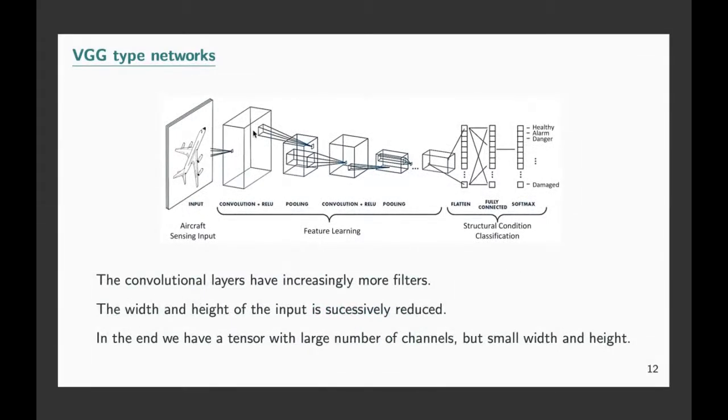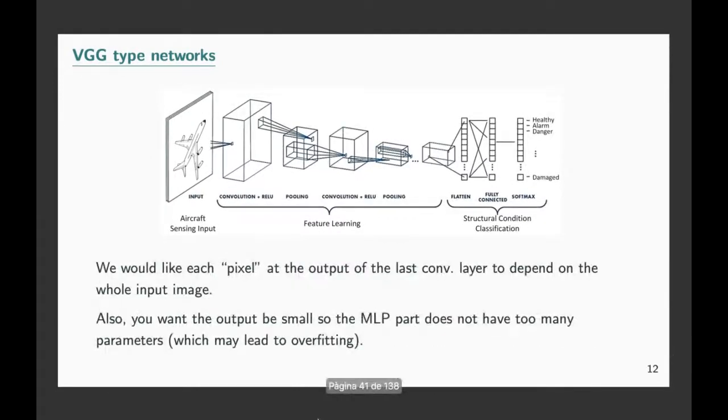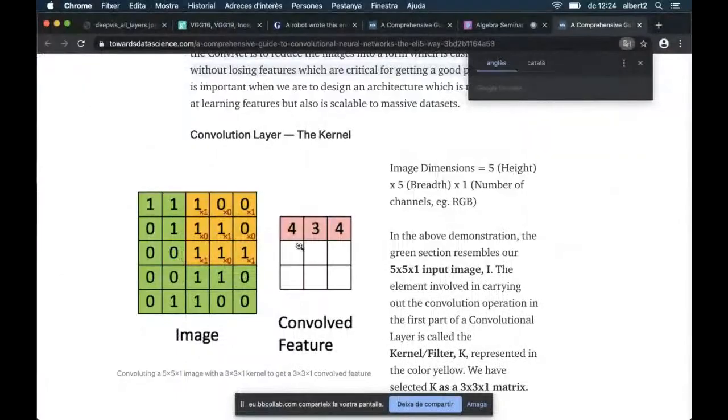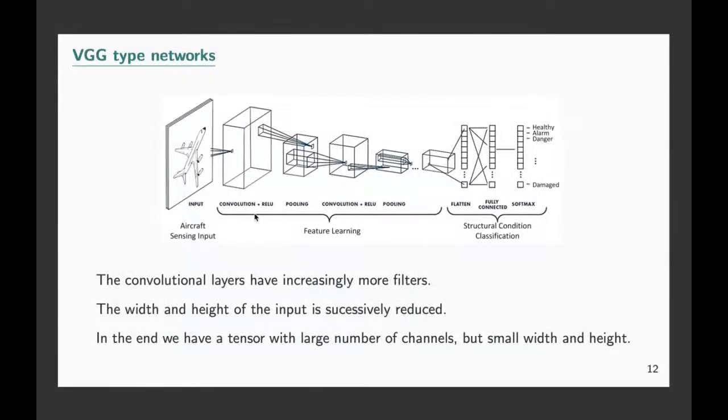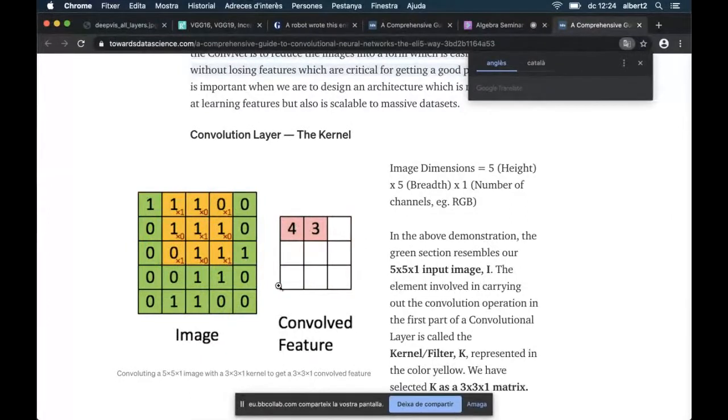So as I mentioned, the width and height of the input, the last 2 dimensions of the tensor, are successively reduced. The number of channels keeps increasing because the convolutional layers have more and more filters. And in the end, we have a large number of channels, but small width and height. And okay, why is this? So ideally, we want each pixel here, right before feeding it into a multi-layer perceptron, to depend on the whole input image. If we look at here, each pixel depends on a 3x3 patch of the image. If you now convolve again here, each pixel will depend on the whole image.